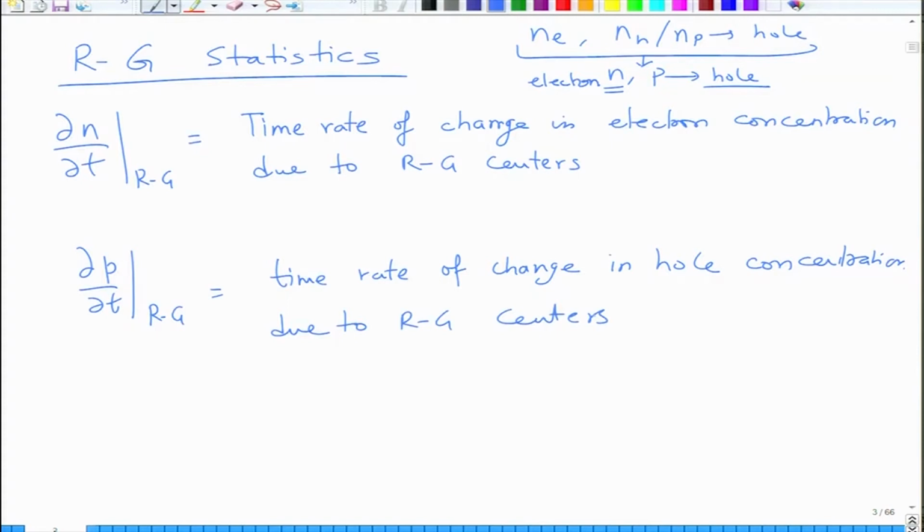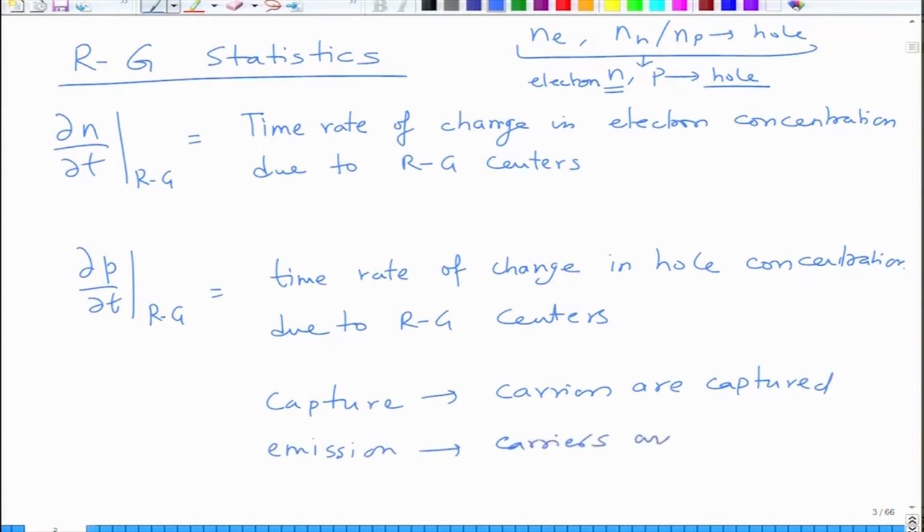So, when electrons or holes are trapped, it is called capture. This first term is called capture, which means carriers are captured, or lost. And then another term is called emission, which means carriers are created. So, these are two terms which are often used in recombination generation statistics jargon.